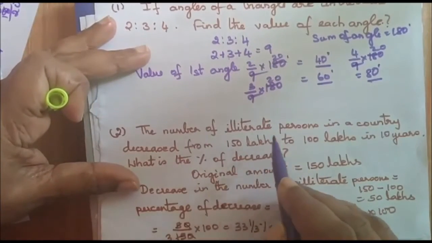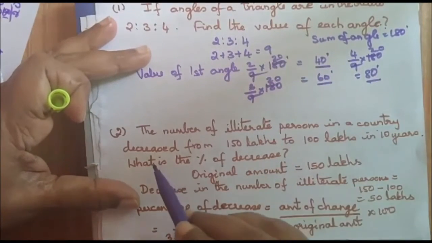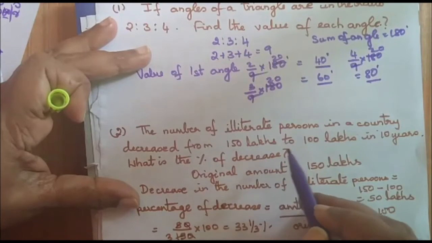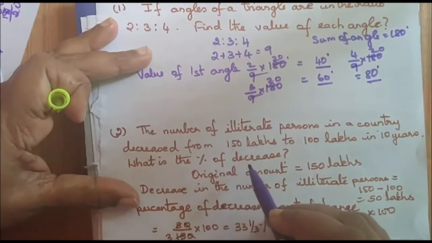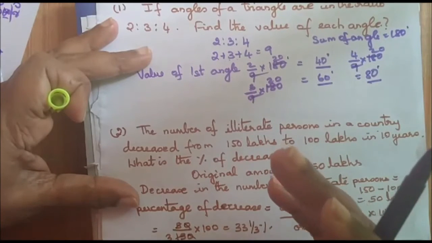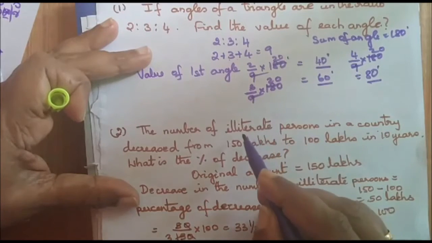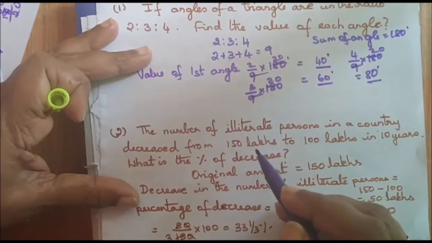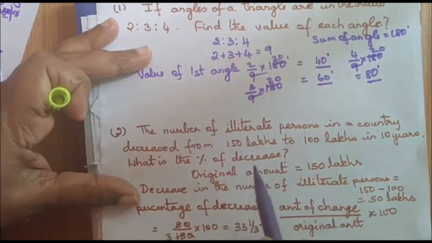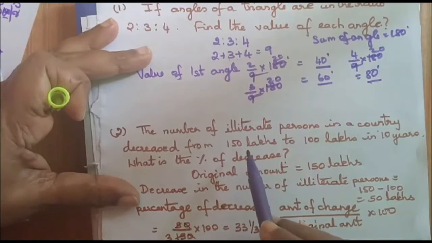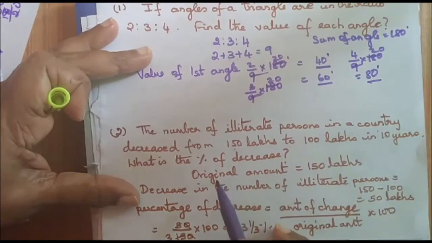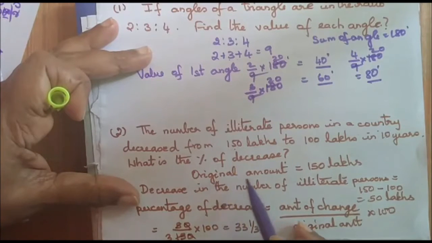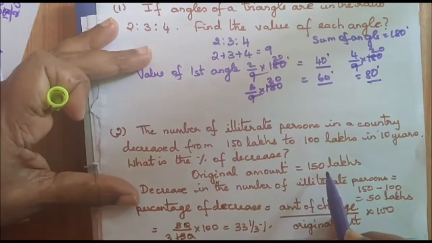The number of illiterate persons in a country decreased from 150 lakhs to 100 lakhs in 10 years. What is the percentage of decrease? You will get such problems. What do you mean by illiterate persons? That is people who haven't had education. So the number has decreased by how much? 150 lakhs to 100 lakhs in 10 years. So what was the original amount? The original amount was 150 lakhs.